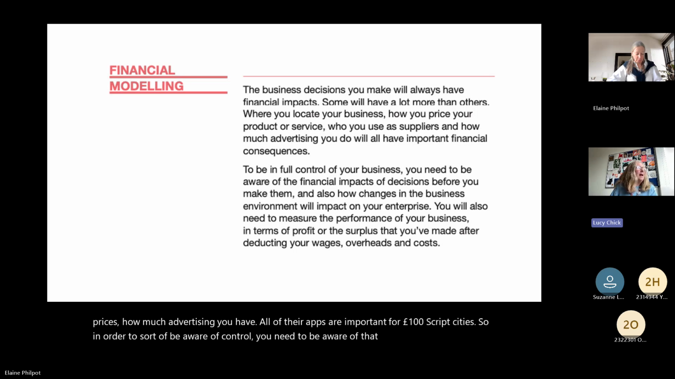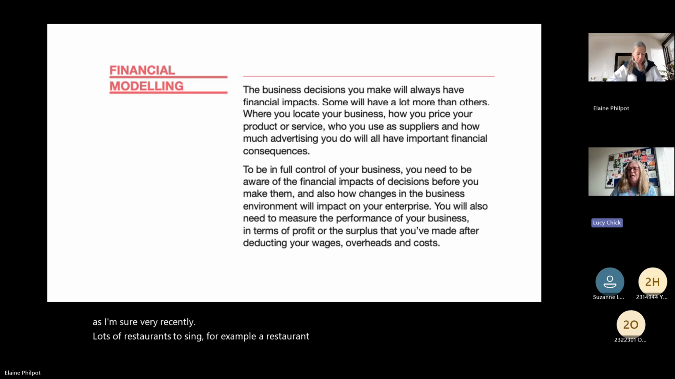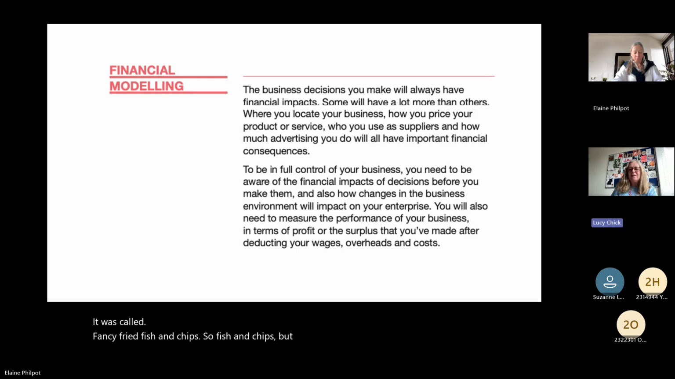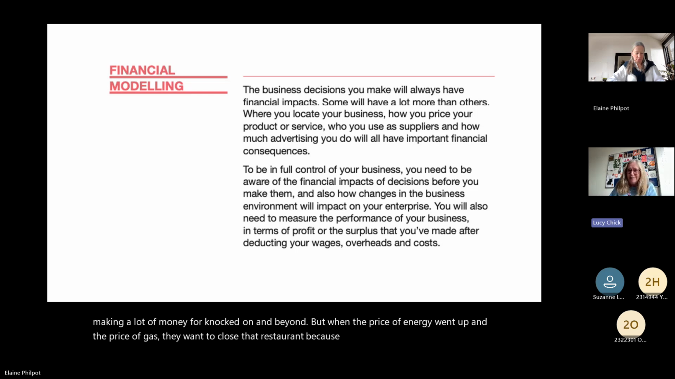So, for example, as I'm sure you're aware, recently lots of restaurants have struggled. This is an example of a restaurant in Broadstairs which started in lockdown, called, I can't remember, Flotsam and Jepson, and it was doing fancy fried fish and chips. So it's fish and chips, but also fancy fried things. And it was really successful, made a lot of money in lockdown and beyond. But when the price of energy and gas went up, they had to close that restaurant because obviously the gas was a major part of running the business. So, sometimes things can change which have an impact.